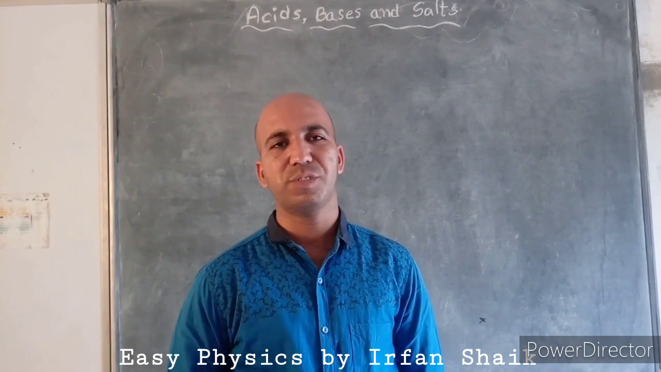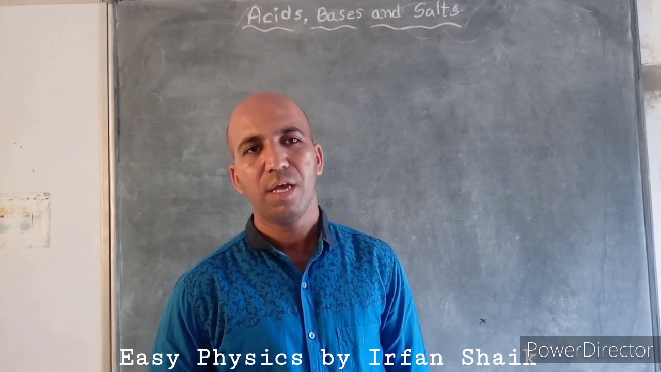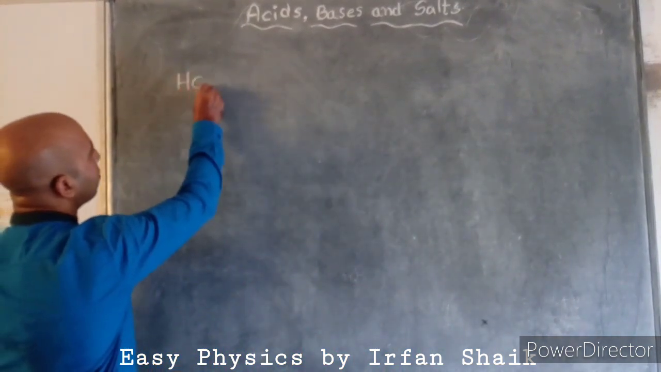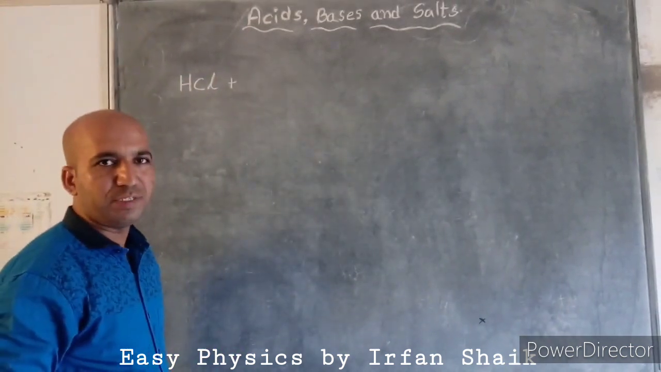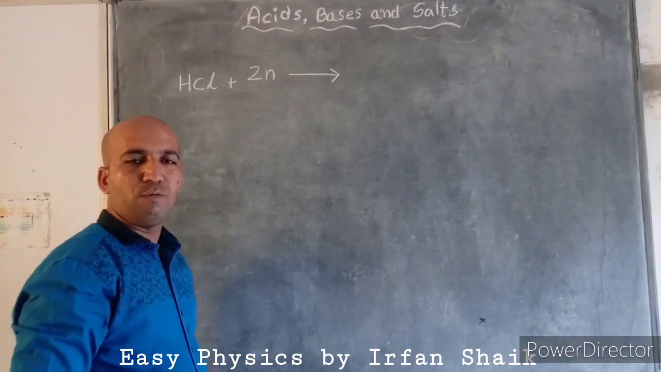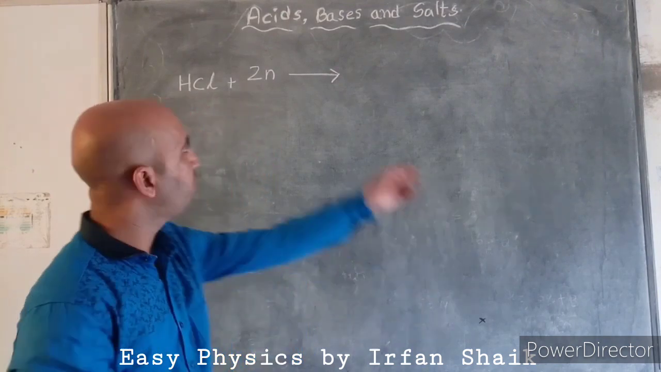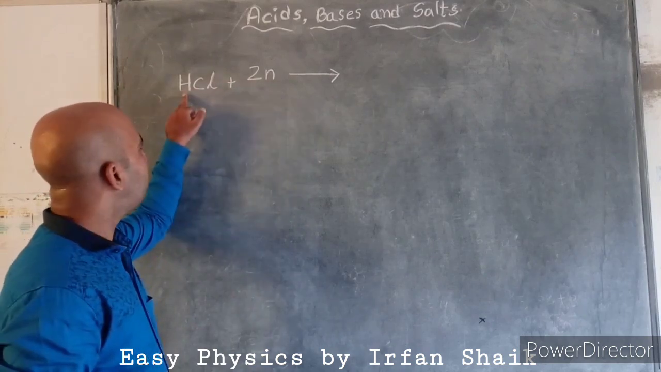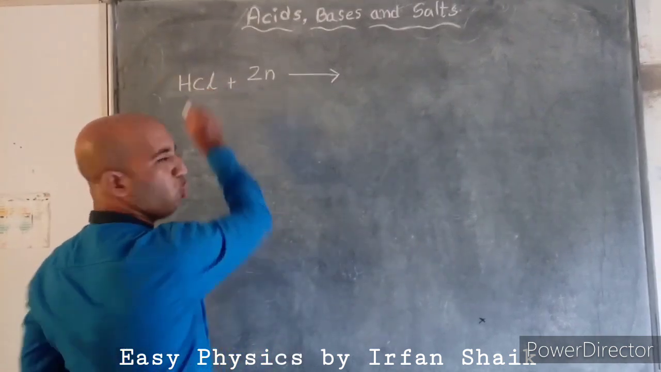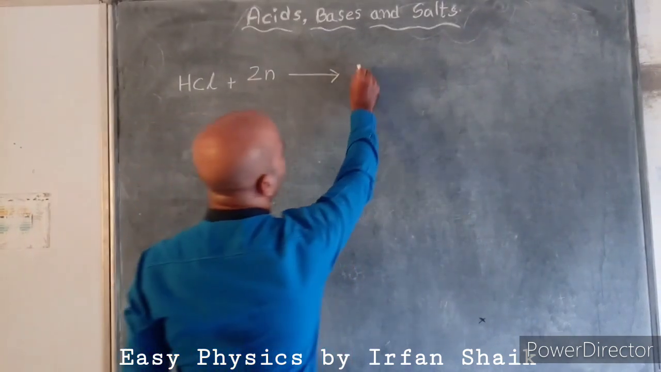Now let us write this reaction in the form of an equation. So here we have taken hydrochloric acid and the metal zinc. Hydrochloric acid, the formula is HCl, and it is reacting with zinc metal, gives rise to what will form? Here the hydrogen gas has been evolving. That means this zinc metal replaces hydrogen in HCl. Then zinc chloride will form in the test tube and hydrogen gas will be evolved from the test tube. So zinc chloride.